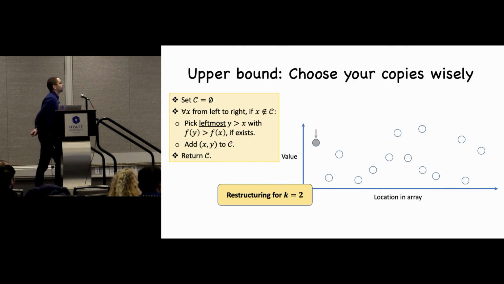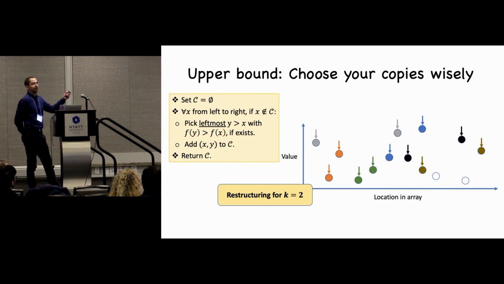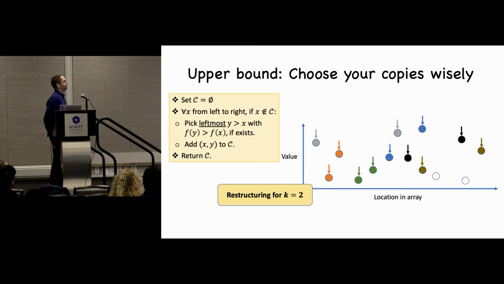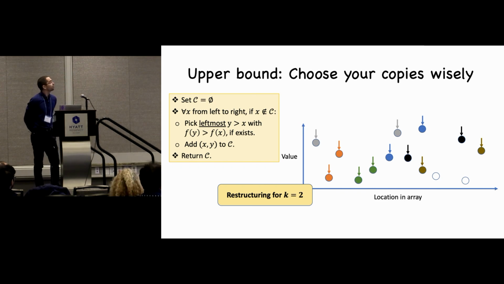Let's confine ourselves to k equals 2. So we go left to right. And each time we see an element that is not yet colored, that doesn't yet belong to some copy, we try to match it with the leftmost element available. So this gray one will be matched to the first element that is bigger than it. And the second element will be matched to its neighbor, and so on. So this way, if we are far from monotone, we will get many disjoint copies of 1 and 2. And they will satisfy some additional property.